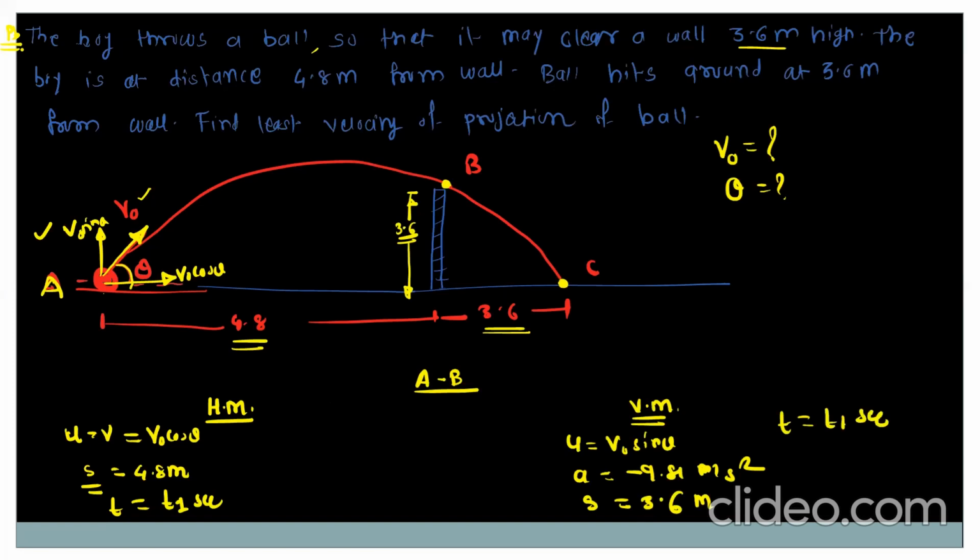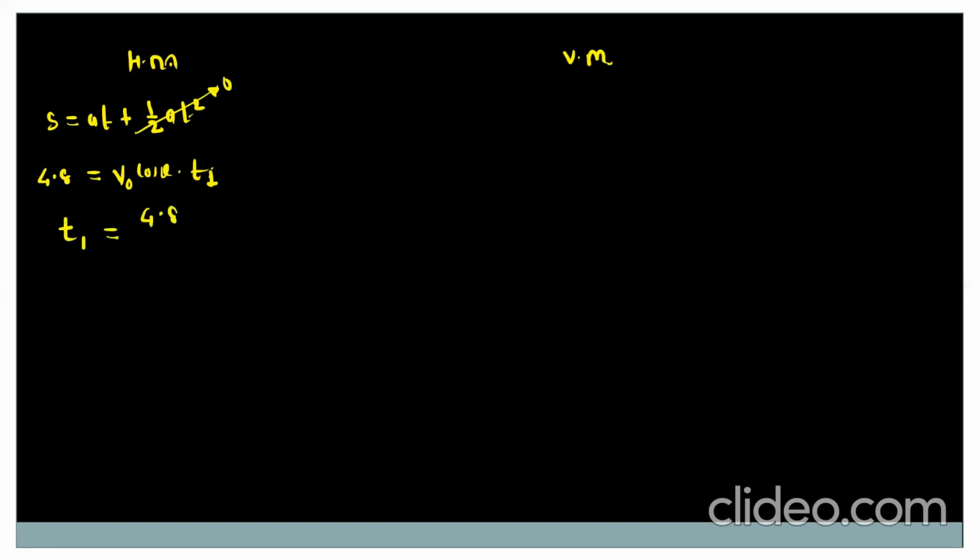Okay, so from this data, we can write the equation s is equal to ut plus half at square. So for the horizontal motion, s is equal to ut plus half at square. So this term is 0. So displacement is equal to 4.8 meter. That is equal to V naught cos theta into time t. Okay, so we can write t. So basically this is t1. So t1 is equal to 4.8 upon V naught cos theta.